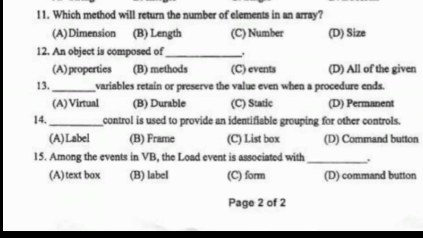Which method will return the number of elements in an array? Length. An object is composed of all of the given. Dash variables retain or preserve the value even when a procedure ends.